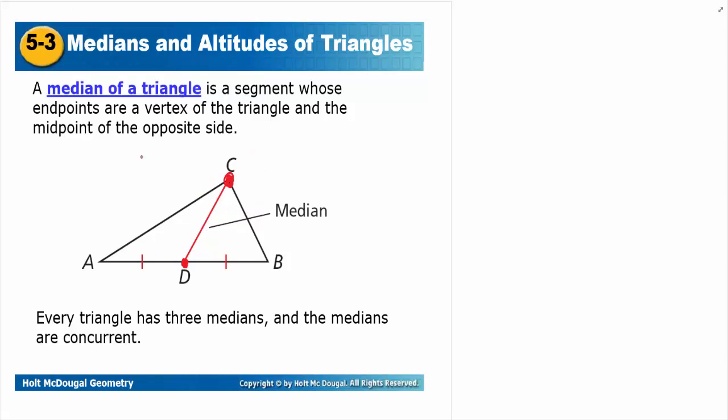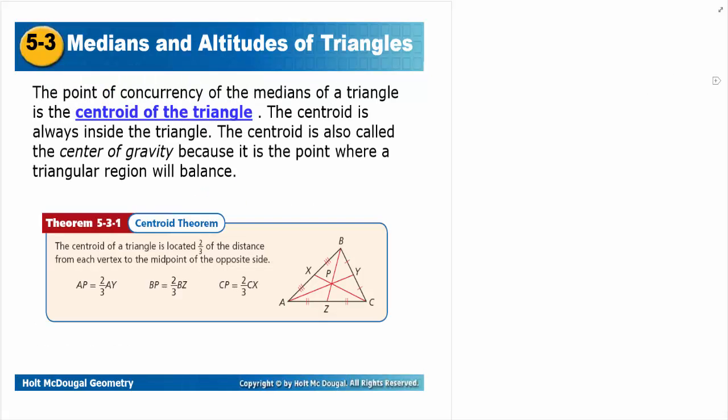So that's going to be your median. Every triangle is going to have 3 medians, and they are going to be concurrent. So if you drew the 3 medians, like I have here, and I drew a third one, they are going to touch in the same point. And let's talk about what that point is. That is called the centroid of the triangle.